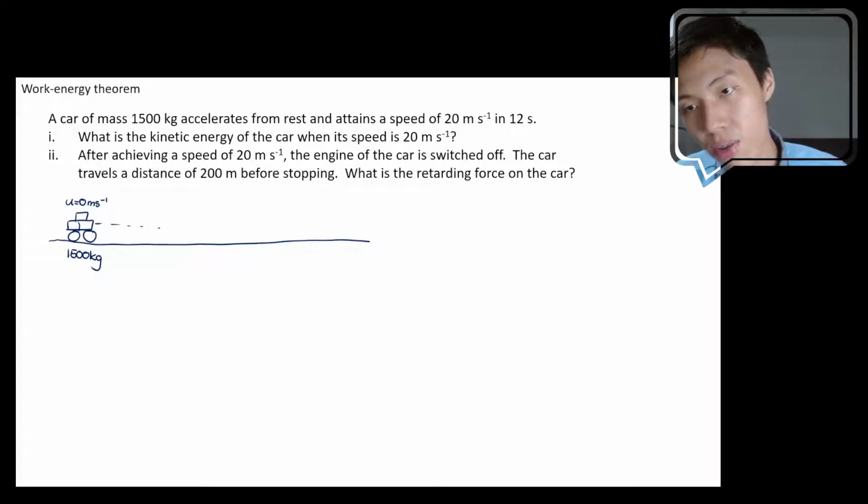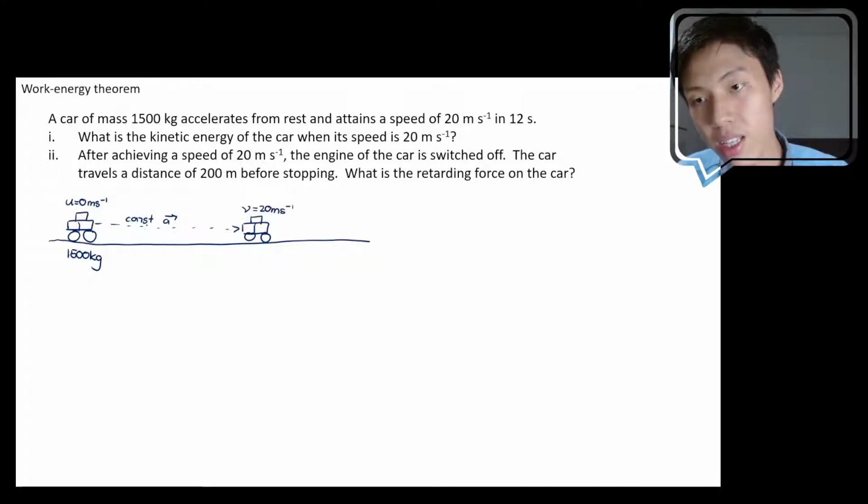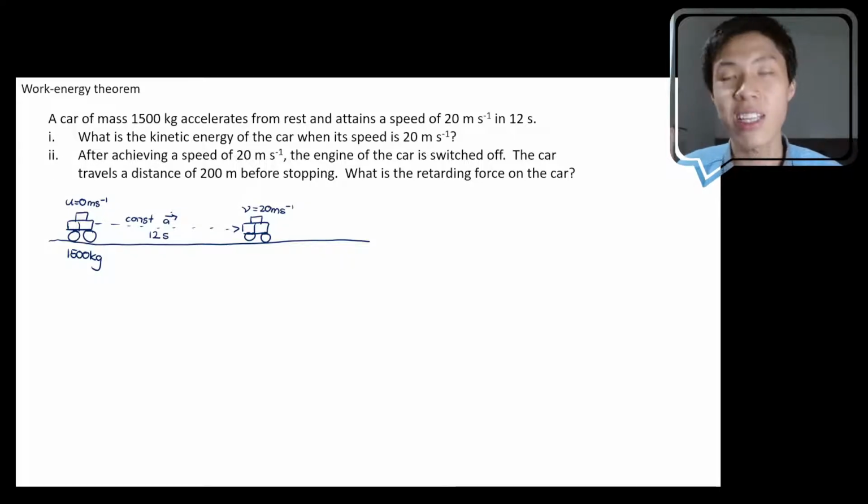Then after that it will undergo motion, a certain journey, and throughout this journey it is undergoing a constant acceleration. And at the end of this journey over here, you see that this car will have a final speed of 20 meters per second, and this journey takes exactly 12 seconds. So this is the situation, and we are going to study what? Let's look at the question.